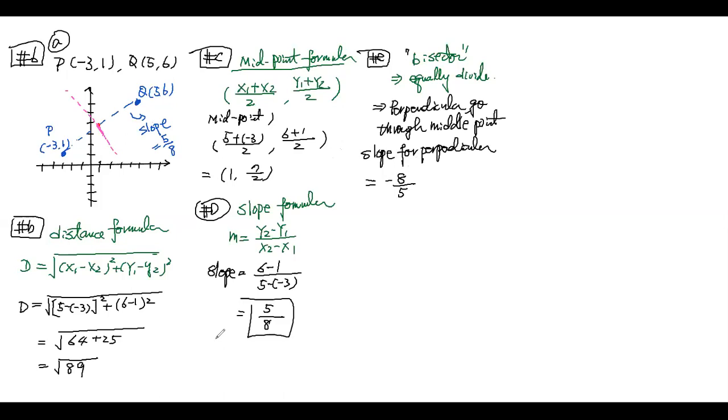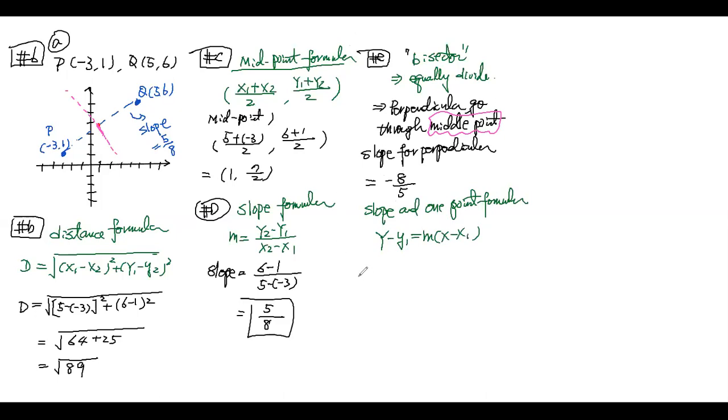That's right. So now we have a slope and one point. What is the point? Like we discussed before, the line goes through the middle point, right? So the middle point is (1, 7/2). Then I'm going to write down another formula for you, the slope and one point formula. I don't know if you remember it. The way we do it is y minus y1 is equal to m times x minus x1.